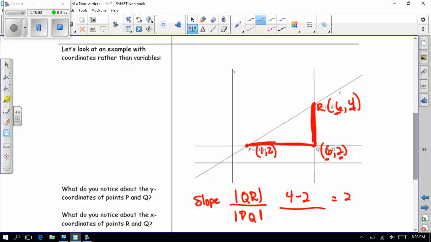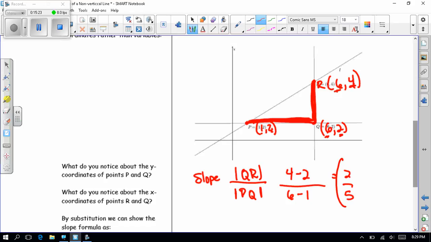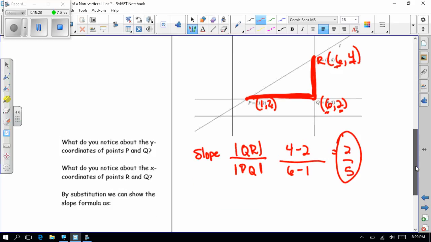And put that over the difference here, which, if you notice, our y coordinates are the same here, so we have to subtract our x coordinates, which would be 6 minus 1. And that's going to be 5. So the slope of this line would be 2/5. And that is a fine way of figuring it out.